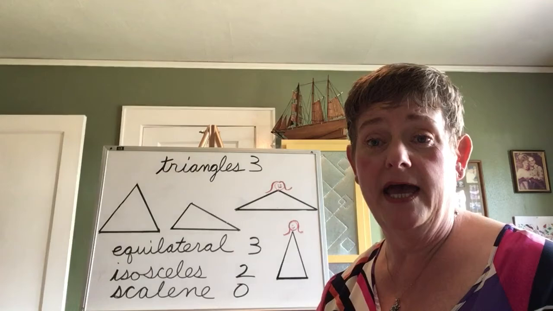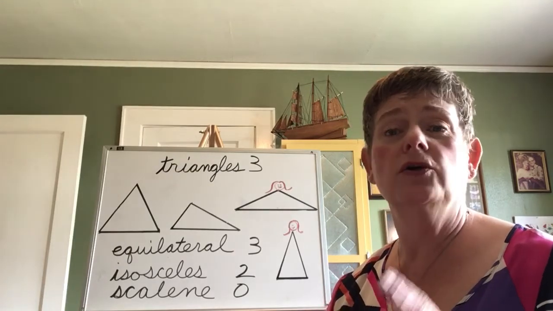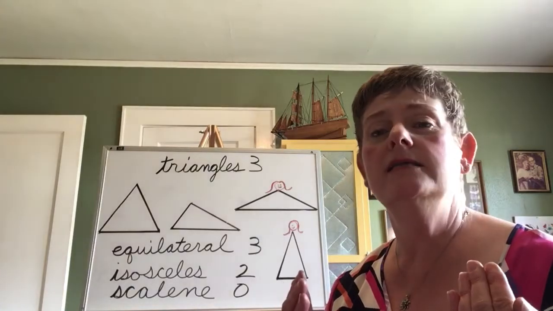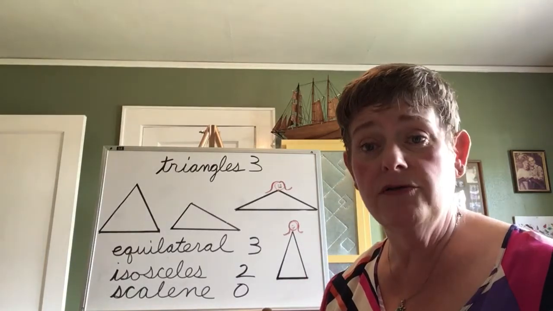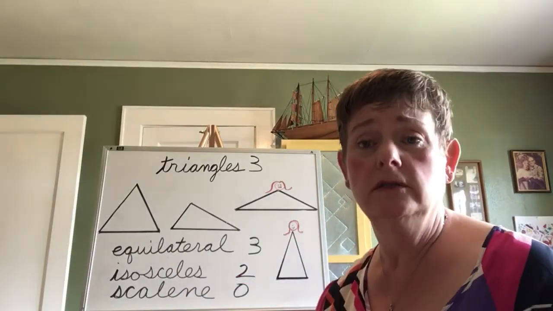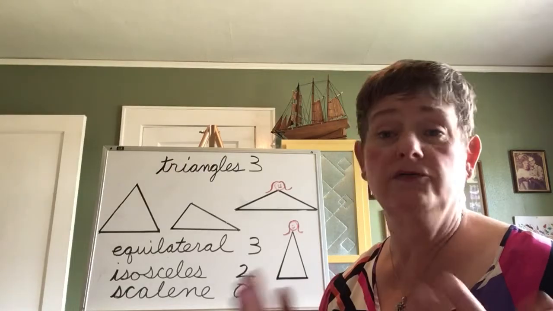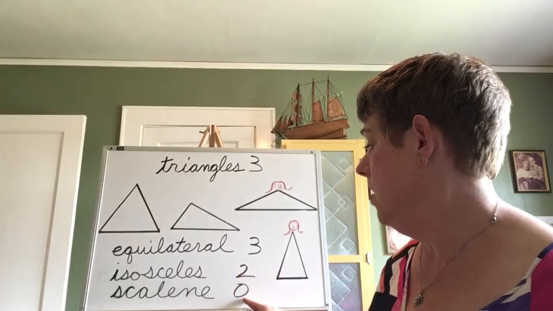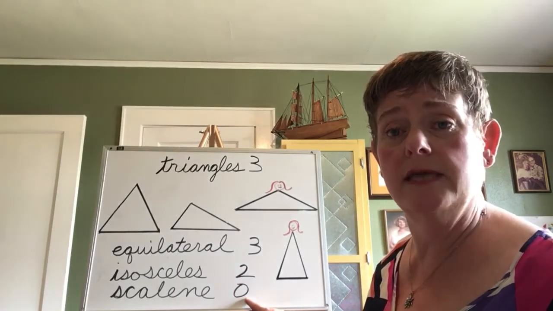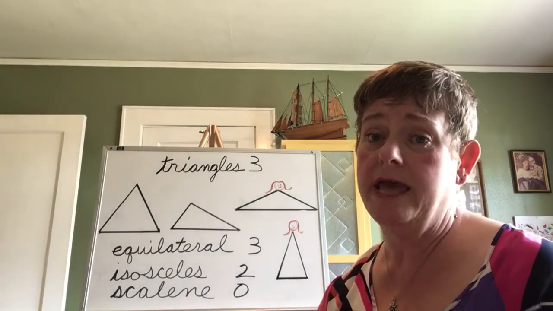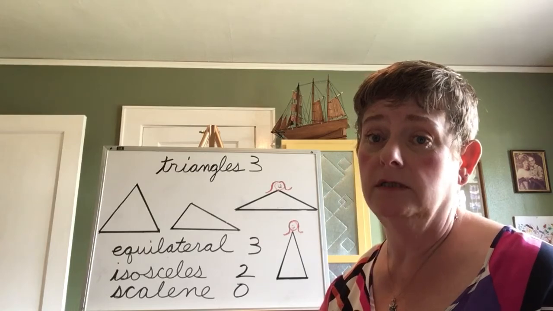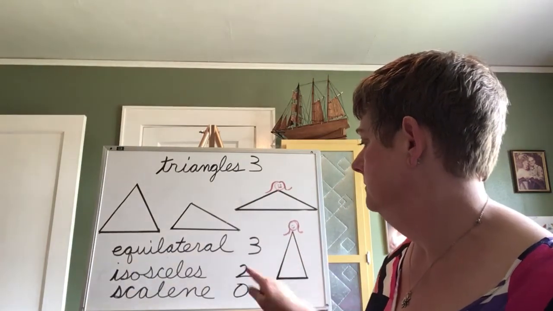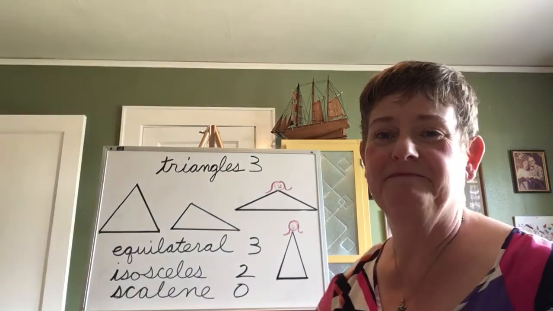Use your straight edge. And when you're all done drawing your triangles, look and see, are the sides all the same length? Is it an equilateral? Are they all different lengths? Is it a scalene, which has 0 sides the same? Or are 2 the same and 1 is different, making it an isosceles triangle with 2 sides the same?